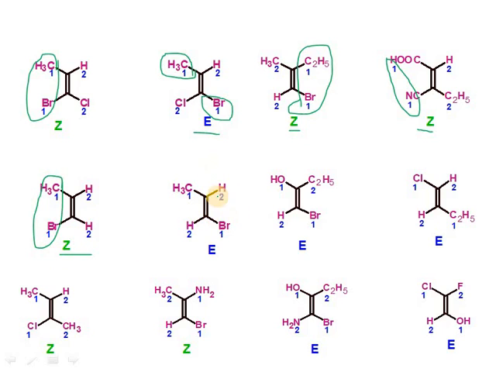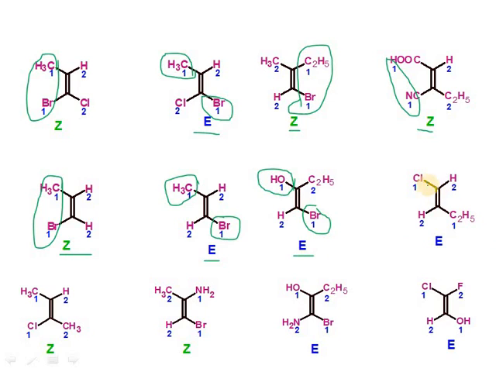Similarly, in this one the highest priority groups are on opposite sides. This is 1, this is also 1, on opposite sides, so it is designated as capital E. Next, we compare this. Bromine is first because its atomic number is highest, and hydrogen is second. Similarly, in OH, oxygen is first and this is second. So the highest priority groups are on opposite sides, designated as capital E.